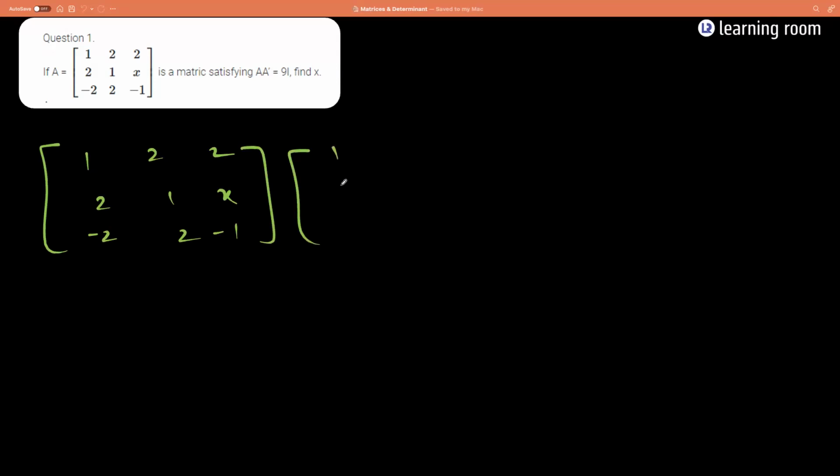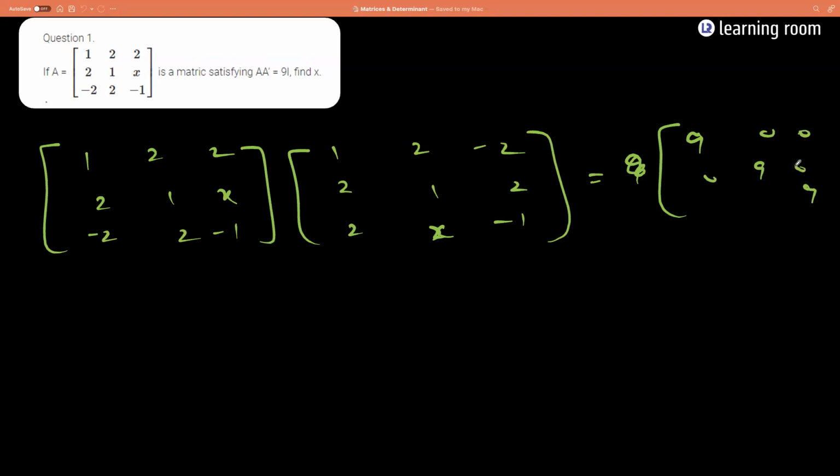Okay, you have to find the A transpose, multiply both and equate it to 9I and find the value of x. Do it fast. So A is [1, 2, 2; 2, 1, x; -2, 2, -1] into A transpose, which is going to be [1, 2, -2; 2, 1, 2; 2, x, -1]. So this will be equal to 9 into the identity.